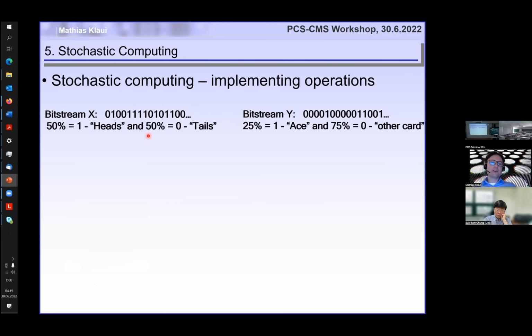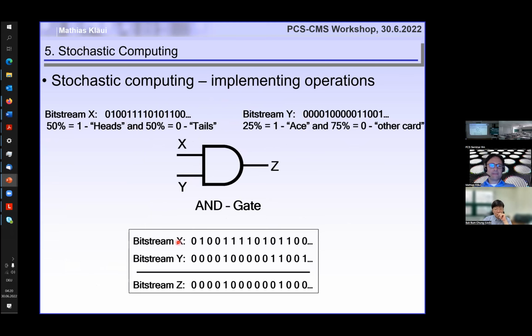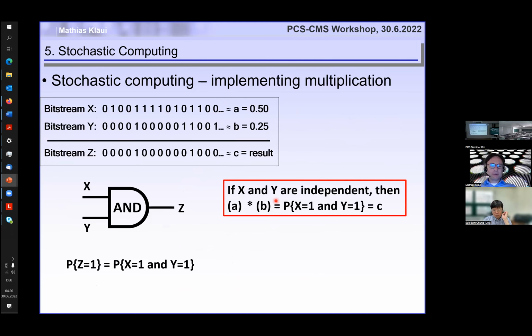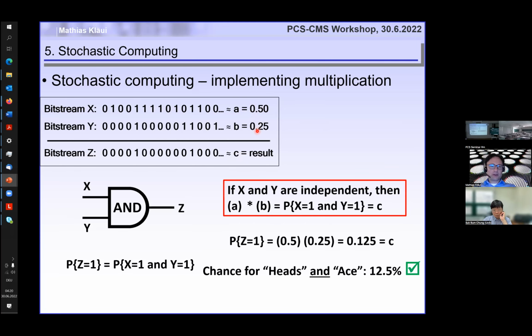And now what we can do is we can actually use our bit stream, which corresponds to 0.5, and our bit stream that corresponds to 0.25. And we can feed these two bit streams into an AND gate. Then 0 and 0 is 0, 1 and 0 is 0, 0 and 0 is 0, 0 and 0 is 0, 1 and 1 is 1, and so on. And now it turns out that the resulting bit stream, which you get from this AND gate, is actually simply the multiplication of our two numbers A and B. So the bit stream from the AND gate is simply 0.5 times 0.25, so 0.125.